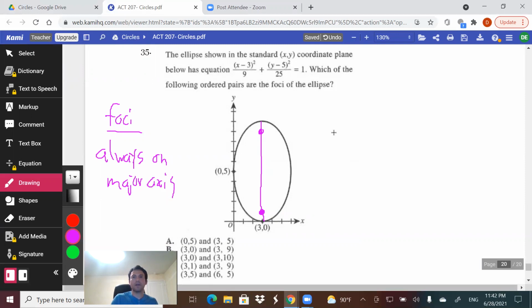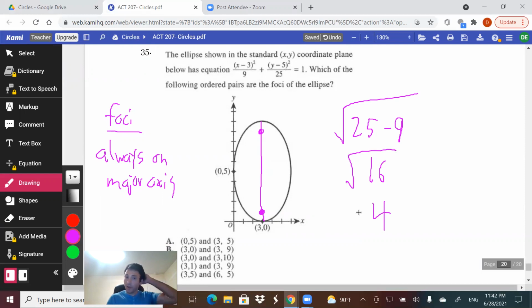The way you calculate it is you take the square root of the difference between the higher and the lower denominator. So in this case, that's the square root of 16, which is 4. Once you have 4, you go from the center along the major axis up 4 and down 4. And that gets you these 2 points. So that's technically how you calculate the foci of an ellipse.